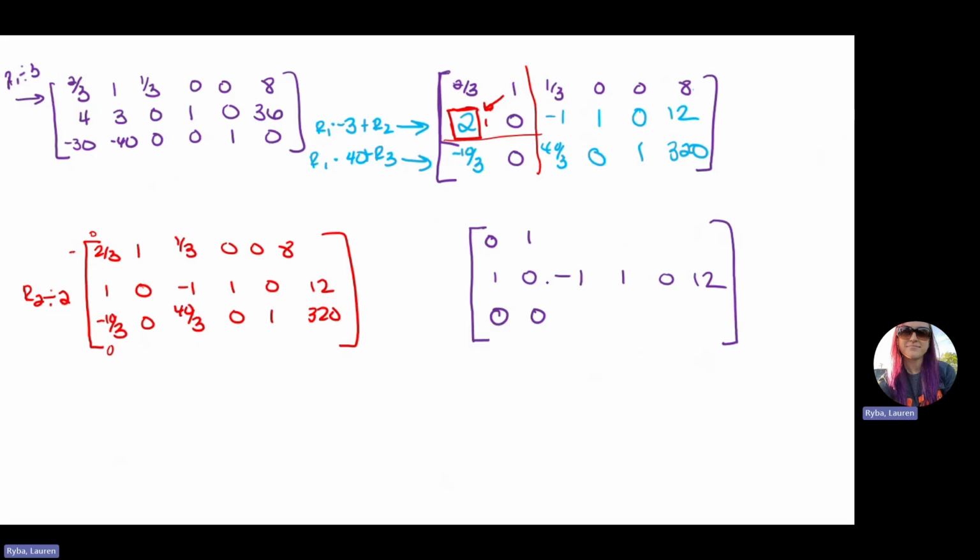So now we just have to figure out how to get there. Well, I have 2 thirds. So I'm going to write it up here. Row 2 times -2 thirds, add it to row 1. And the bottom one is row 2 times +10 thirds, add it to row 3.